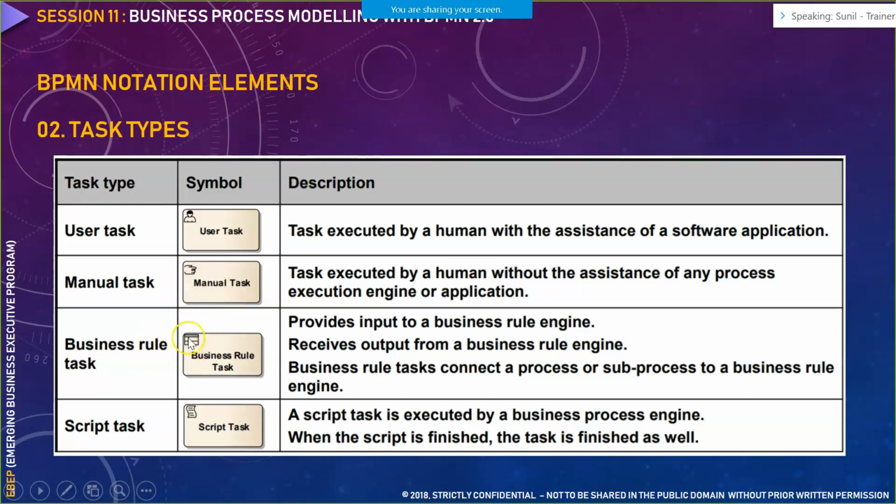Then there is business rule task. This grid icon you can use in business rule. If there are any business rules associated with a particular system, like you cannot process a loan of more than 50,000 USD, you have to seek underwriter's approval. That's a business rule. So those tasks would come under business rule task.